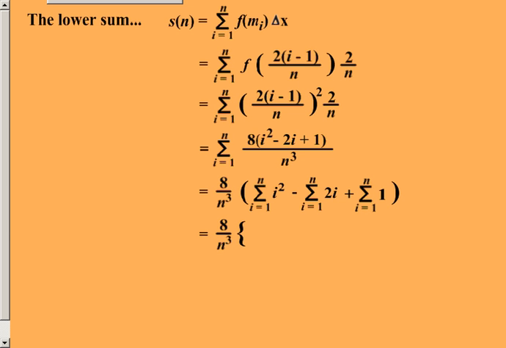Okay, so once again, the constant 8 over n cubed is simply weighting. We have a summation of i squared, which is the identity, n times n plus 1 times 2n plus 1 all over 6, minus 2 is a constant in that second term, so it can be pulled forward. And then you have the summation of i, which is an identity, n times n plus 1 over 2. And then lastly, you have the summation of a constant, and we have an identity for that, and that is the constant times the upper limit, which is n. So 1 times n is n.